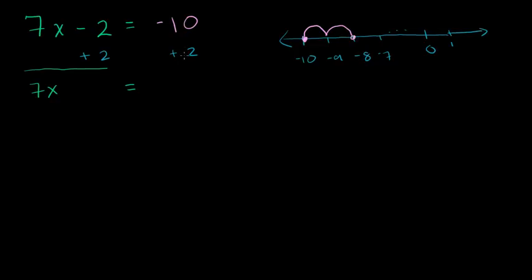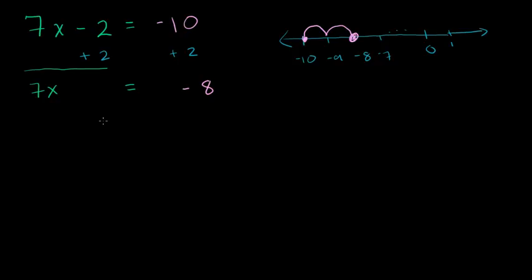Don't get confused. Don't say, OK, 10 plus 2 is 12, so negative 10 plus 2 is negative 12. No. Negative 10 minus 2 would be negative 12, because you're going more negative. Here, we're having a negative number, but we're going to the right. We're going in the positive direction. So this is negative 8. So we have 7x is equal to negative 8.